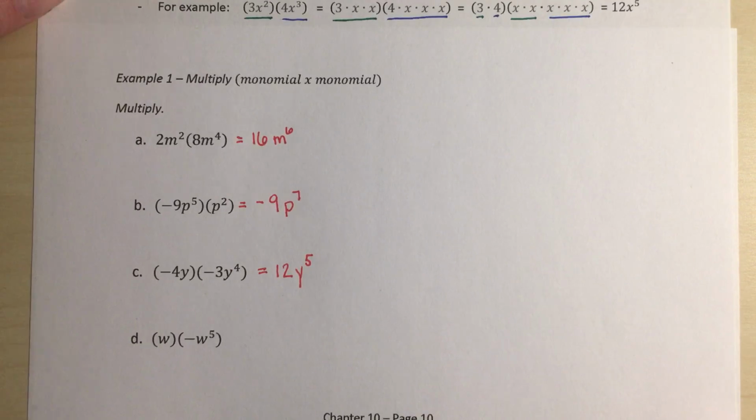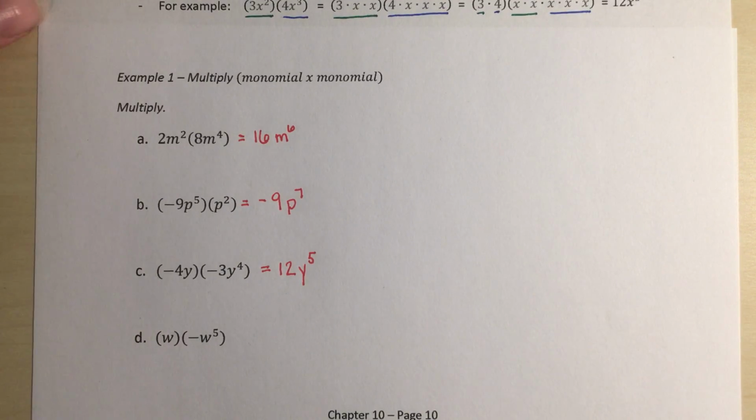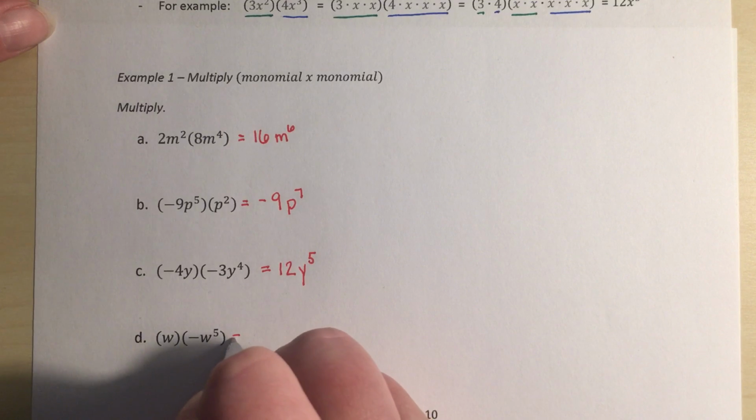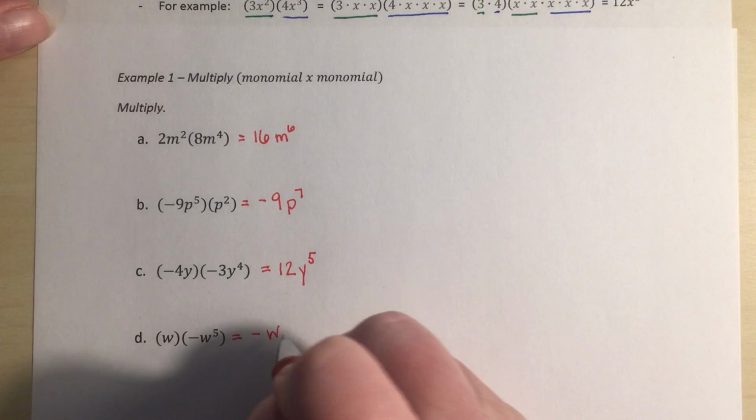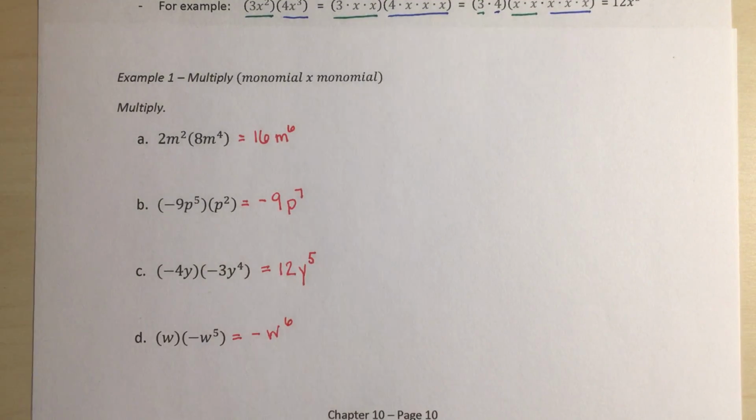And then last but not least for d, a positive w times a negative w, well, that's going to give us a negative w. Right? Again, there's invisible 1s as coefficients out front. Add our exponents, an invisible 1 plus that 5 is going to give us a negative w to the 6th.